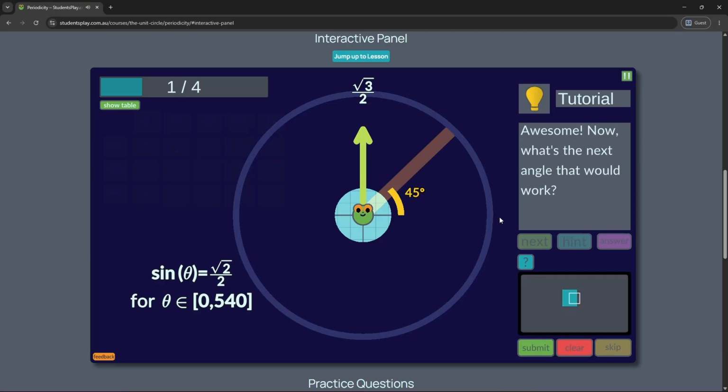Awesome. Now, what's the next angle that would work? Well, we still want an opposite side of root 2. Another typo. That's supposed to be root 2 on 2. My bad. Anyway, so we want a vertical length that's root 2 on 2 still. And so we could go there, or we could go across to here. Another way we could think about it is using CAST again. Sine is positive in the A quadrant and the S quadrant. And so we have to do something over here. Now we still need to involve 45 degrees, so we get a length of root 2 on 2. So if it was like 45 degrees in here, so 180 minus 45, 135.